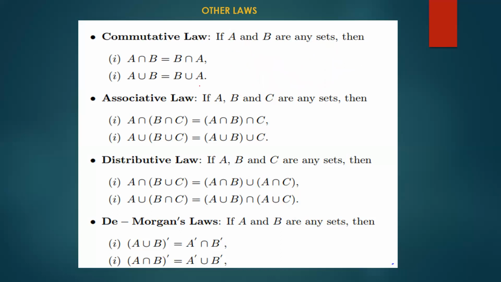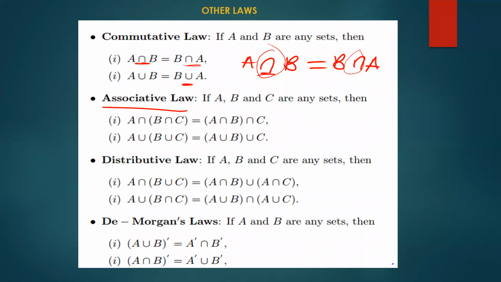So if you find A intersection B and you discover that it's equal to B intersection A, it means that, when you're dealing with sets, the intersection symbol and the union symbol obey the commutative law, because when you interchange the sets, the answers that you get will still be the same.